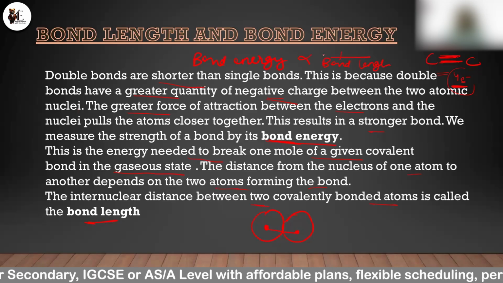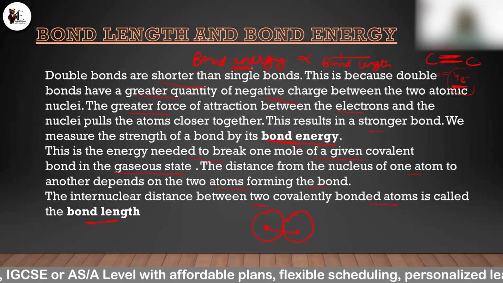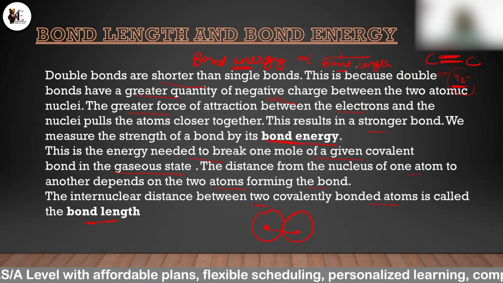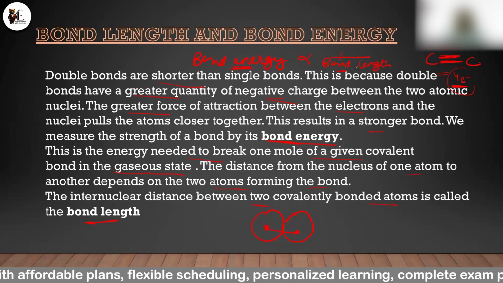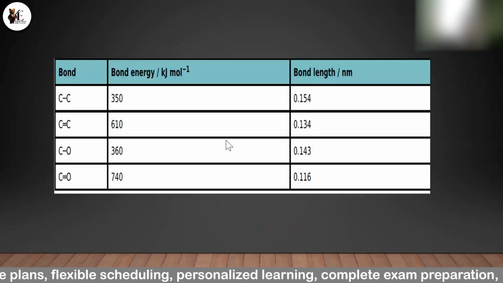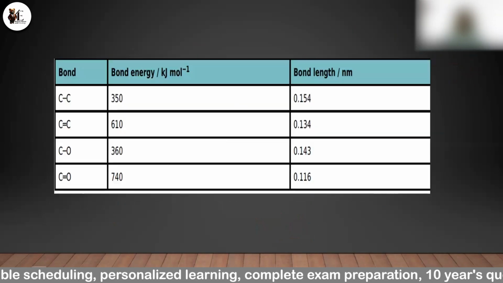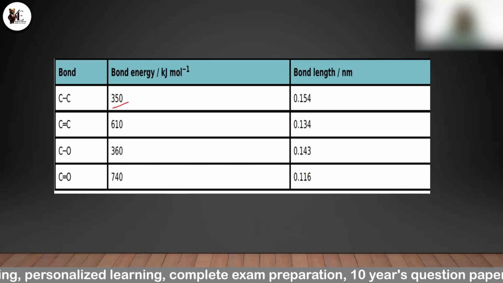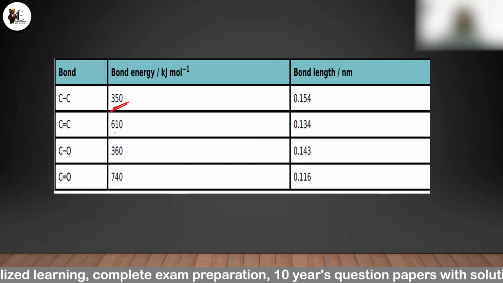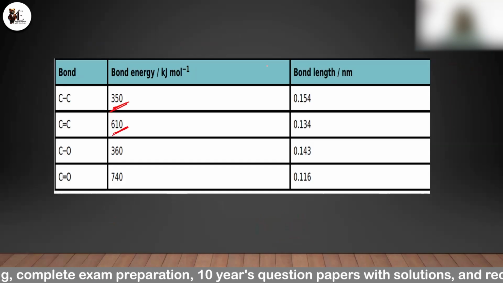It means that if double bonds have higher bond energy, then they are shorter. Okay, they have lesser bond length. Write it down. Now look at the values here. Carbon-carbon single bond has a bond energy of 350. Carbon-carbon double bond has a bond energy of 610.